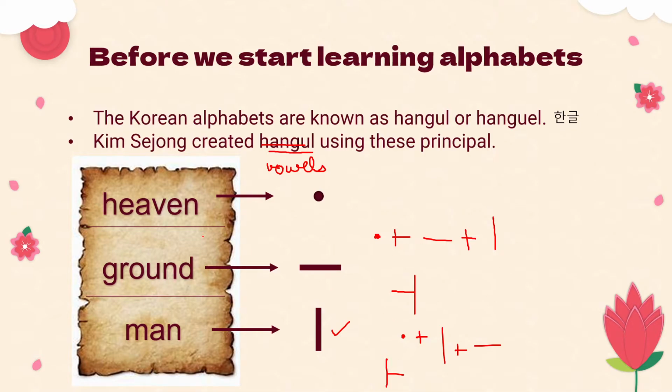And in the same way, it is created horizontally or vertically. Just do not get into heaven, ground, and man, you will get confused. It's better to memorize all the vowels. I just explained this to you with two examples.